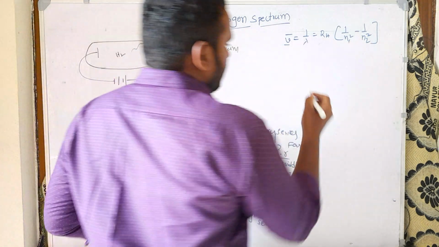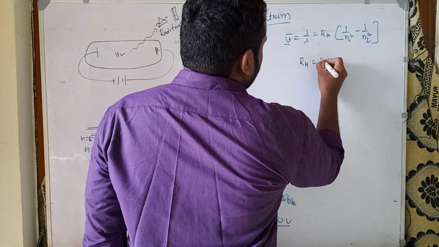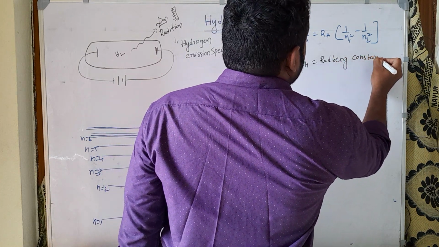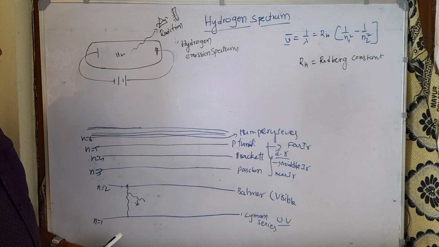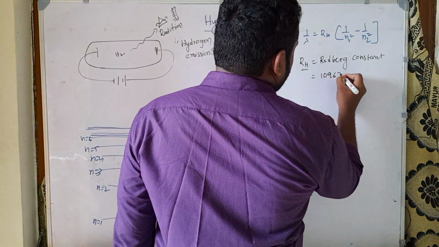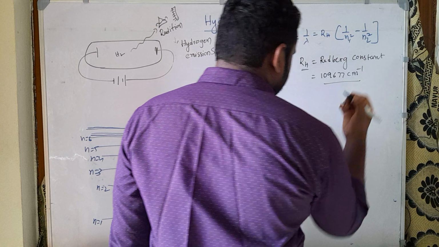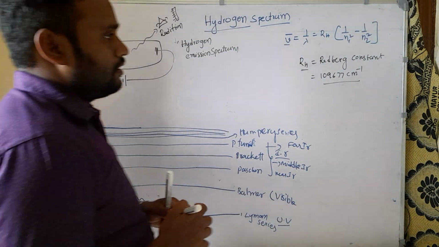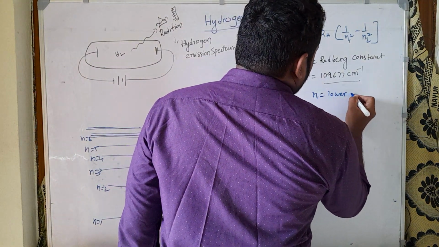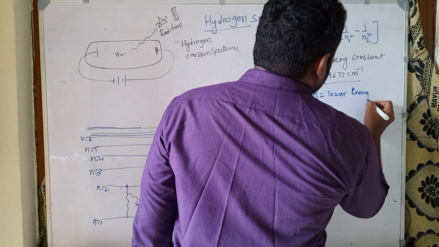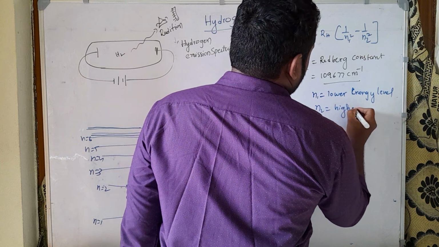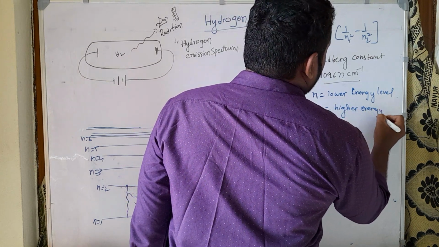So what is RH here? RH is called the Rydberg constant. The scientist Rydberg calculated the frequency. Its value is 109,677 centimeter inverse. So this is the Rydberg constant. Here, what is n1? n1 is the lower energy level, and n2 is the higher energy level.